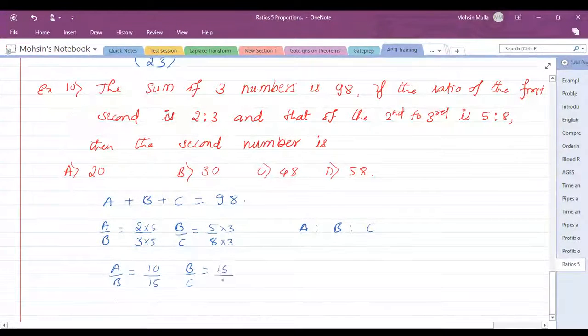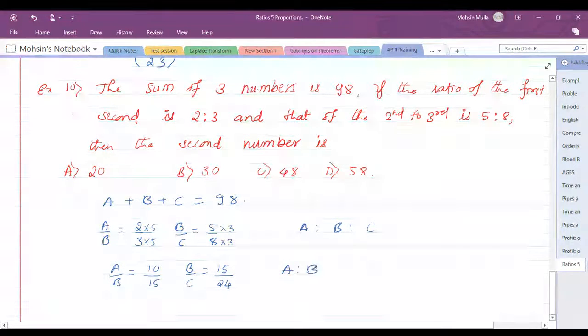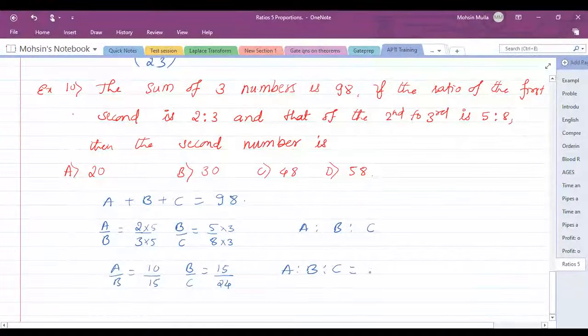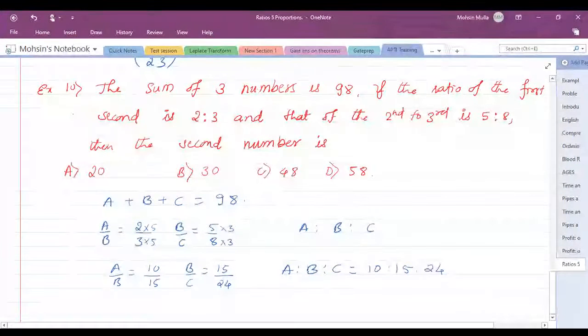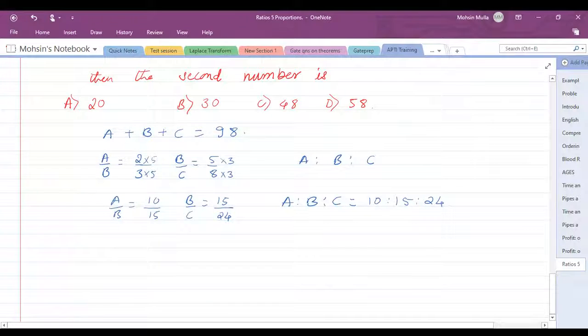Now when this B is the same here and here, then we can write A is to B is to C equals 10 is to 15 is to 24. So we got the ratio of the three numbers: 10, 15 and 24.